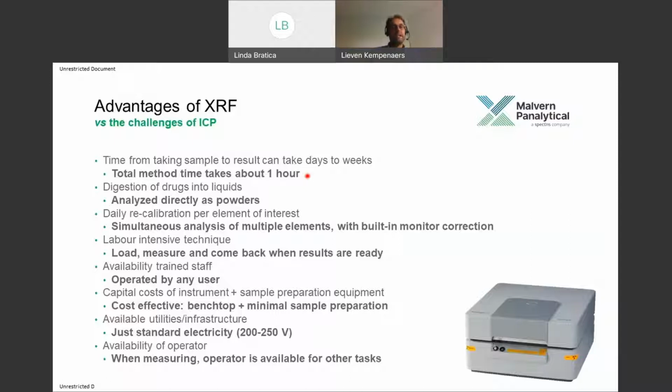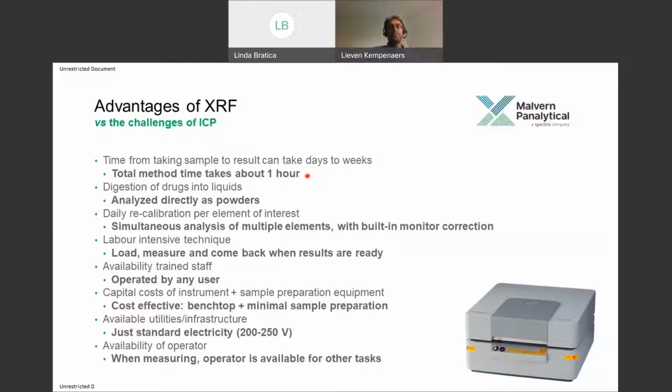The second one is that with XRF, you can measure your powder, your API, your slurry directly. You don't have to digest it and put it in a liquid. That's not necessary. So that means that it's also much faster.